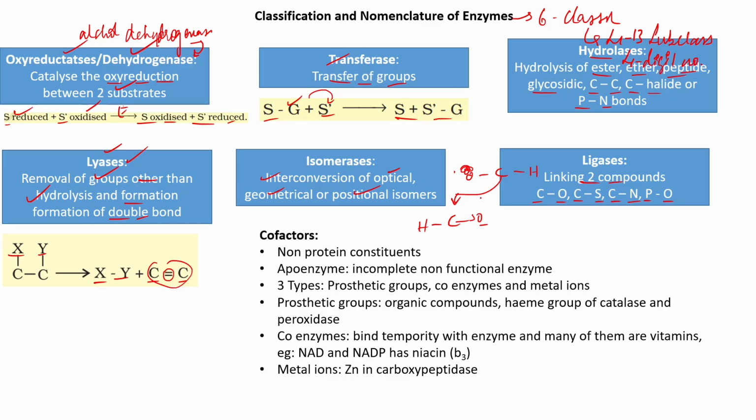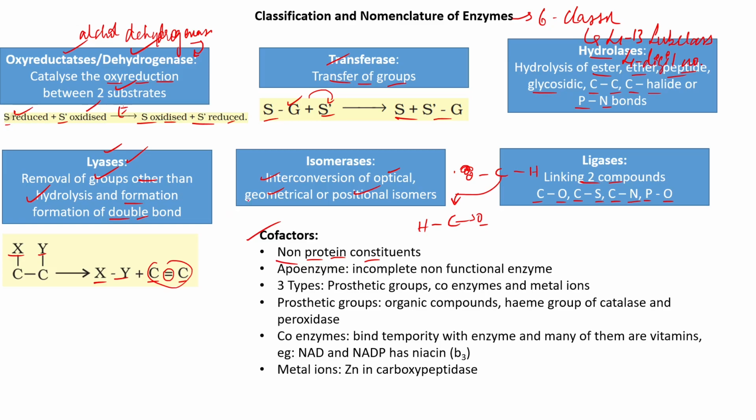Now there are other important factors called cofactors that are required for the activity of the proteins, mainly the enzymes. The cofactors are generally non-proteinaceous constituents. Enzymes, as we said, are mainly made up of proteins, but there is no rule that they should be completely made up of proteins. They also contain some non-protein constituents, which we refer to as cofactors.